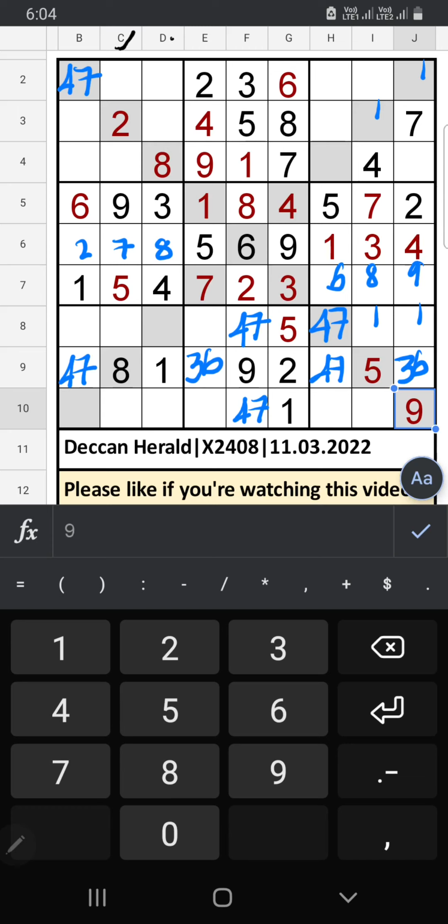Column C, column D, we have 8. So 8 can't come in these cells. Then 8 is confirmed here. Then only 2 numbers are remaining, 2 and 7.